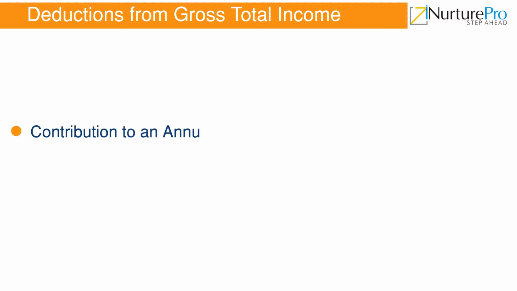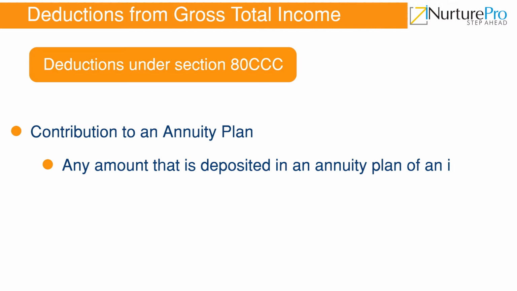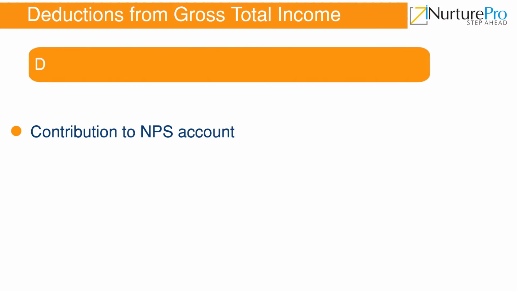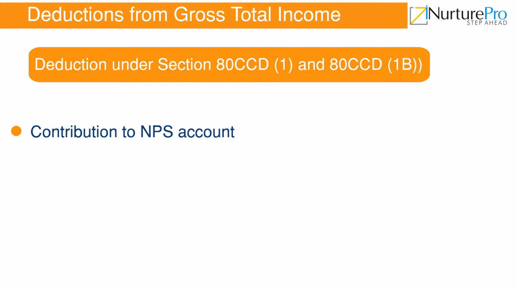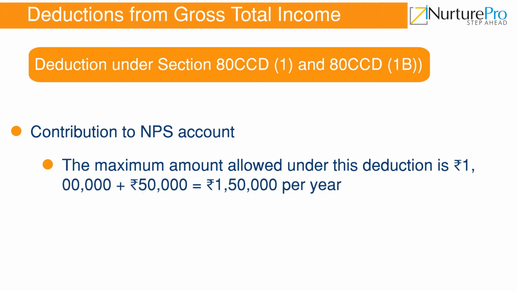Contribution to an annuity plan. Section 80CCC. Any amount that is deposited in an annuity plan of an insurer for pension is deductible. Contribution to NPS account. Section 80CCD(1) and 80CCD(1B). Any contribution made to the NPS account is deductible. The maximum amount allowed under this deduction is rupees 1 lakh plus rupees 50,000 is equal to rupees 1,50,000 per year.